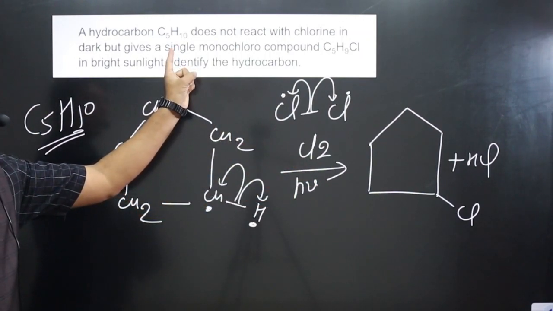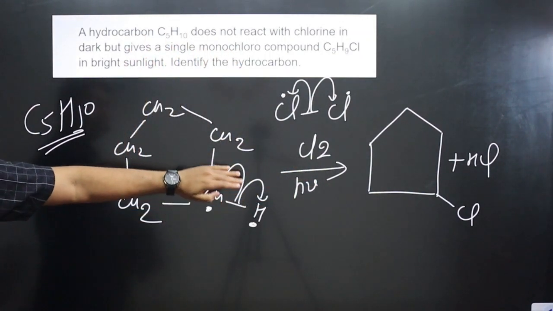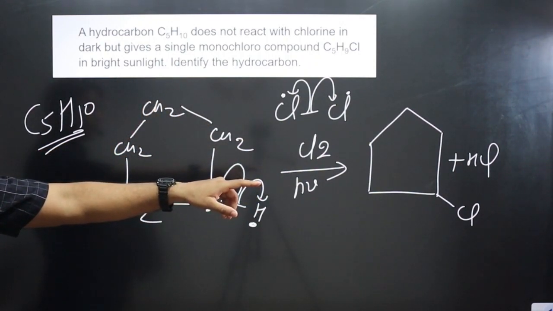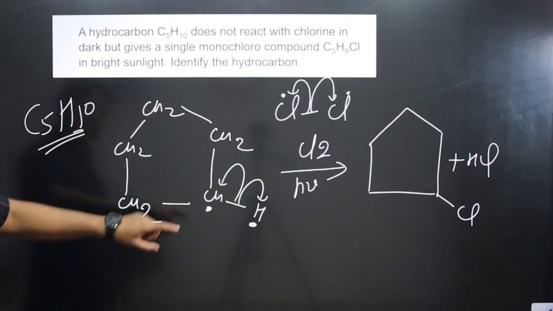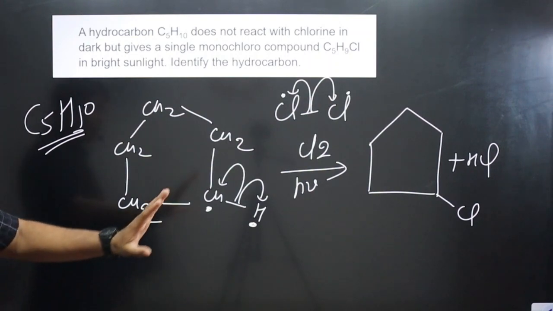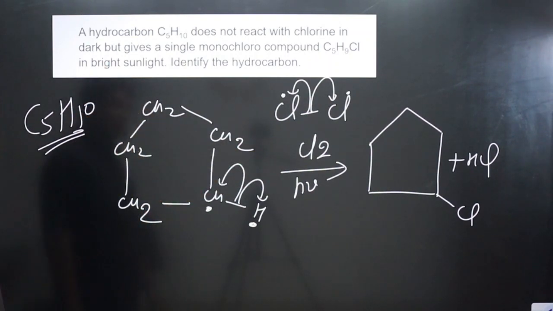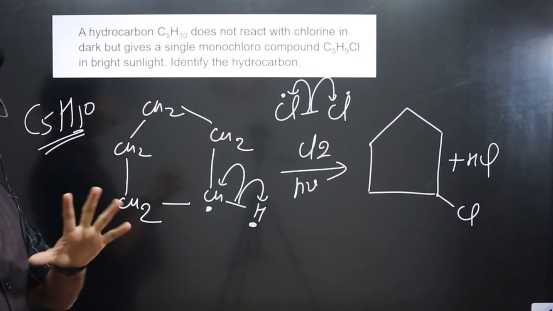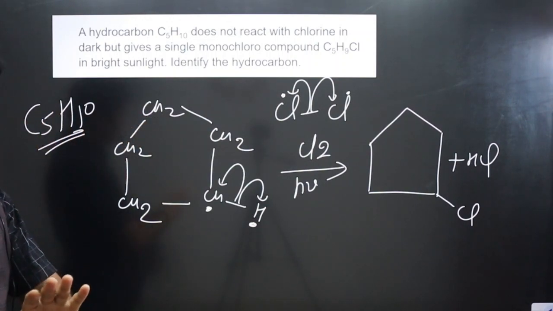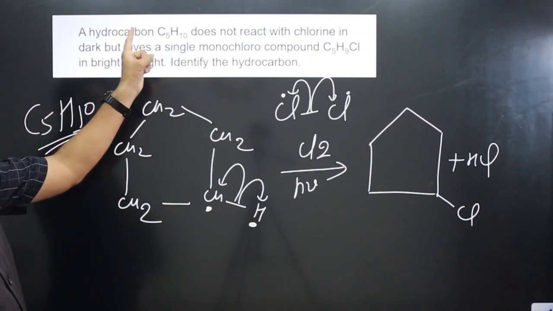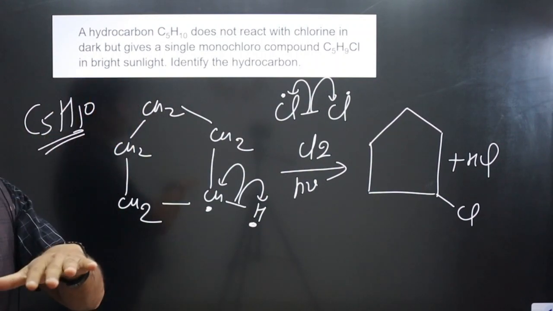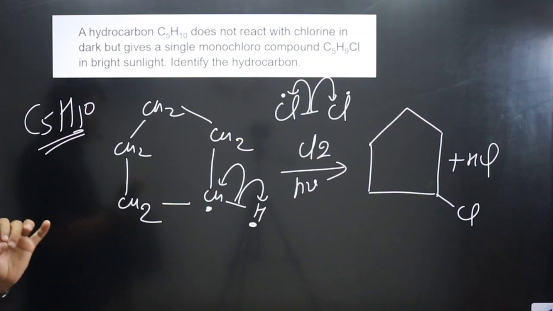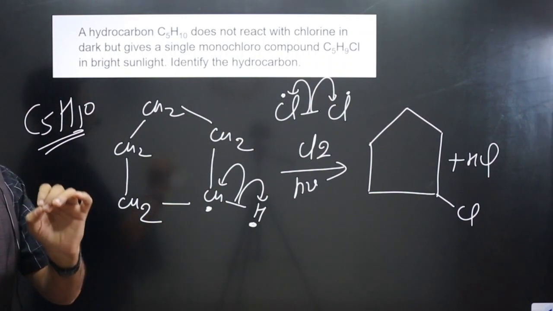We got single monochloro. You can attach Cl to any of these carbons, we will get one chlorocyclopentane. Anywhere you can attach Cl, but only one Cl will attach because another Cl will go with hydrogen. Okay, so identify the hydrocarbon. What is the hydrocarbon? We have cyclopentane. C5H10 is nothing but cyclopentane. Keep in mind this reaction does not take place in the absence of sunlight. It takes place only in the presence of sunlight. A free radical reaction takes place only in the presence of sunlight.